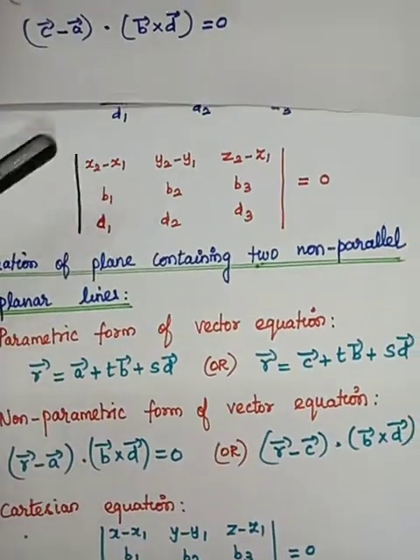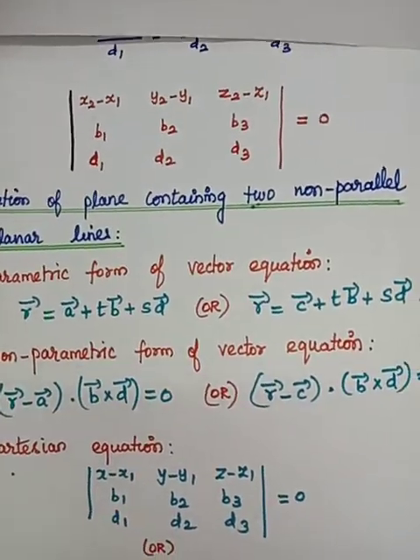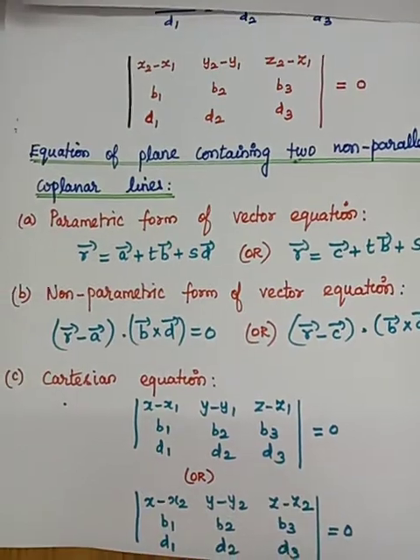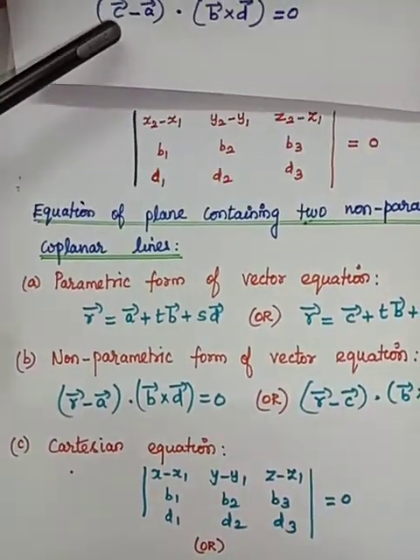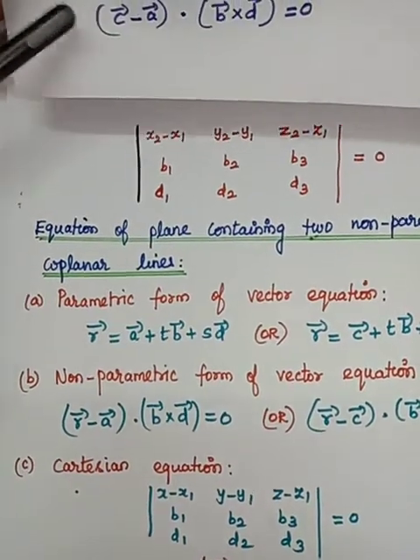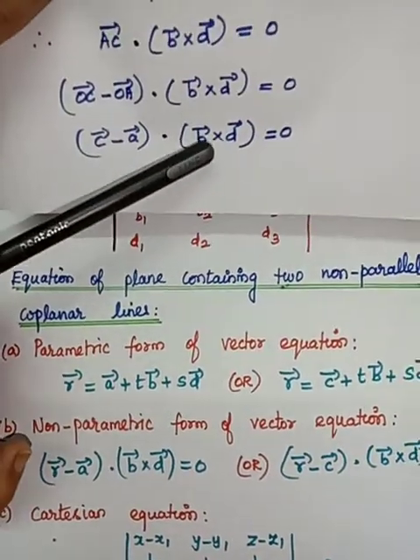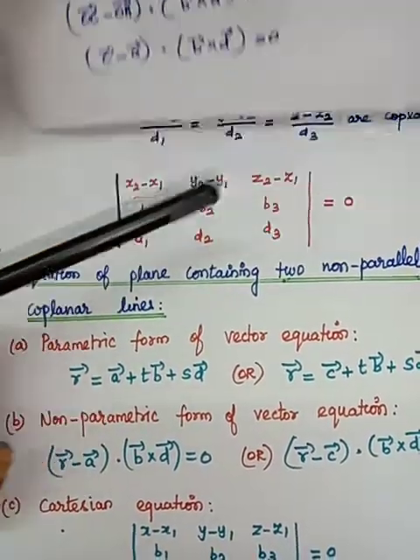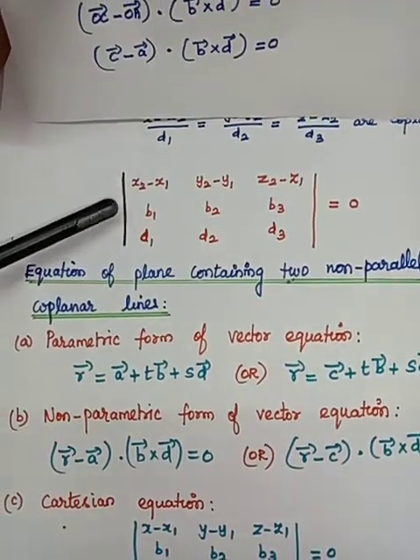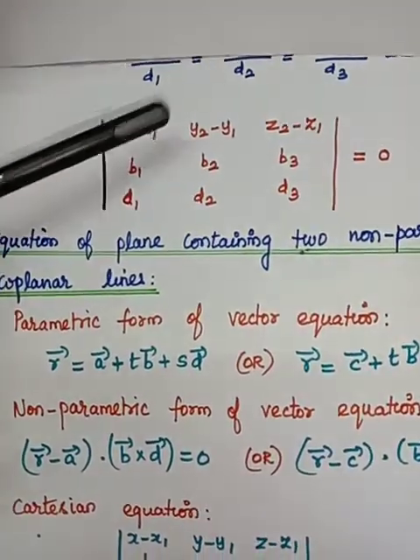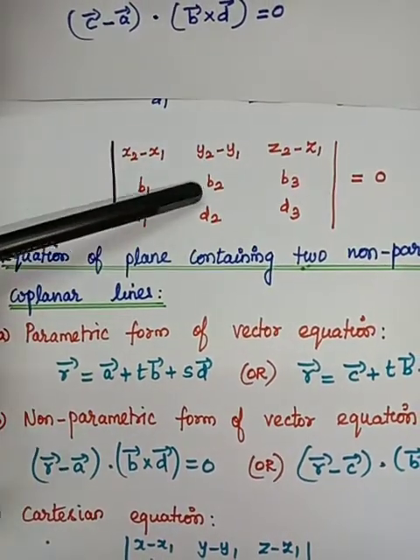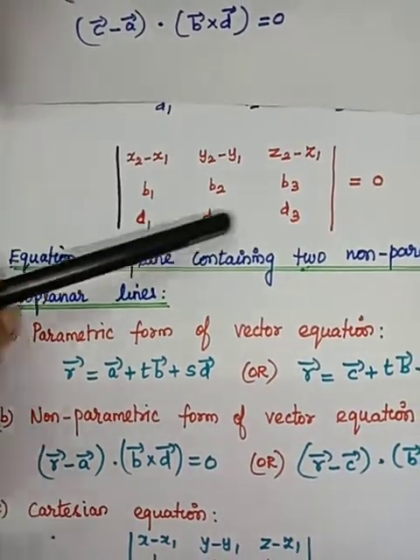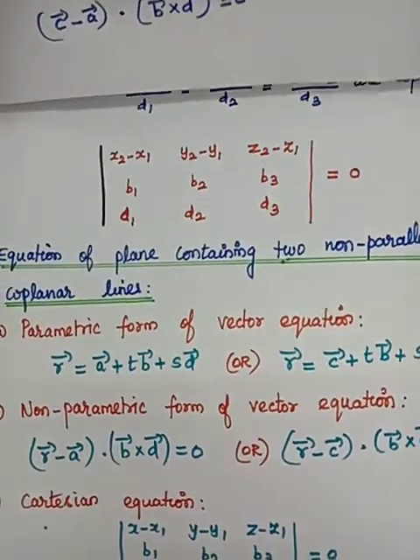So this is the condition for two given lines to be coplanar. Okay, so in the vector form the condition is c vector minus a vector dot b vector cross d vector is equal to 0. In the Cartesian form, the determinant with rows x2 minus x1, y2 minus y1, z2 minus z1; b1, b2, b3; d1, d2, d3, is equal to 0.